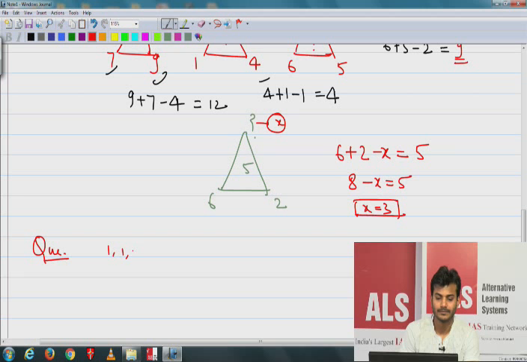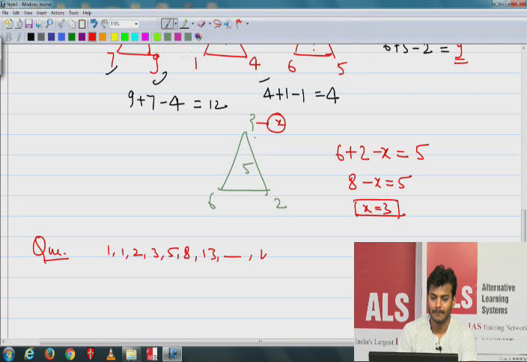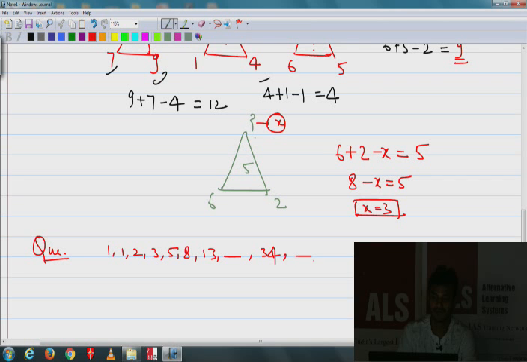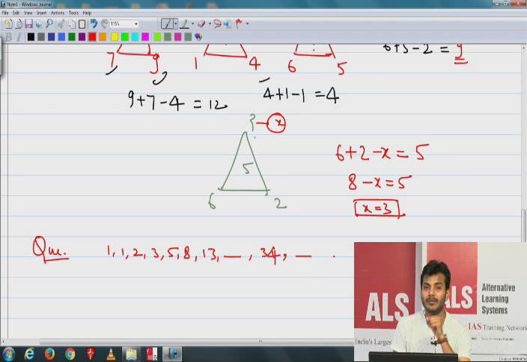1, 1, 2, 3, 5, 8, 13, and here we have, this is 34. So these two blanks you have to find out. This is also a famous series, let me tell you.